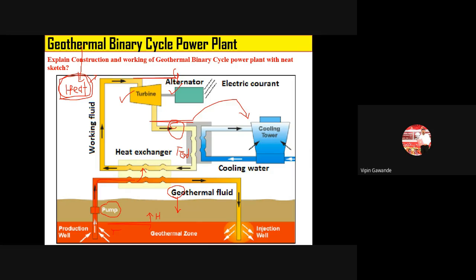Now that geothermal fluid rejects its heat to the feed water that is flowing in the heat exchanger, so that our feed water is converted into superheated steam, and then that steam goes to the turbine. It rotates the blades of the turbine. It is connected with the generator. We will get the generation of electricity. The remaining steam goes to the condenser. It rejects heat and is converted into condensate, and then the condensate again flows through the heat exchanger. The hot water from the condenser goes to the cooling tower. Hot water is converted into cold water and again comes to the condenser.